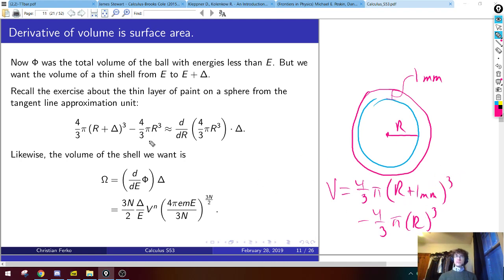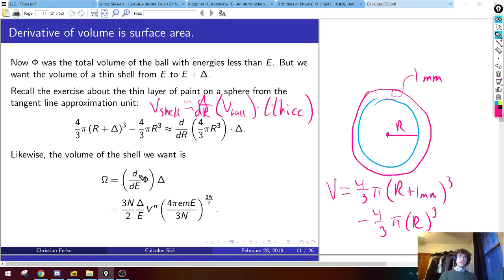The tangent line approximation to the difference of this function evaluated at r plus delta and this function evaluated at just r is, of course, the derivative of the function times that distance delta. So we used this way back to find the volume of this shell. We just took the derivative of the volume times the thickness. So in other words, the volume of the shell is approximately the derivative of the volume of the ball times the thickness. So that worked in 3 dimensions.